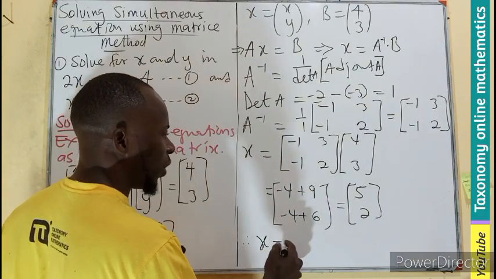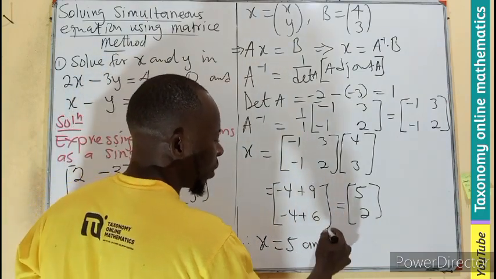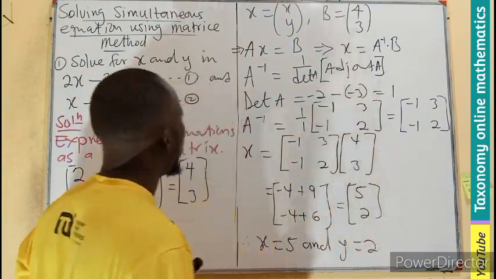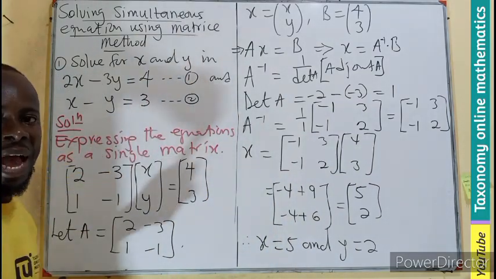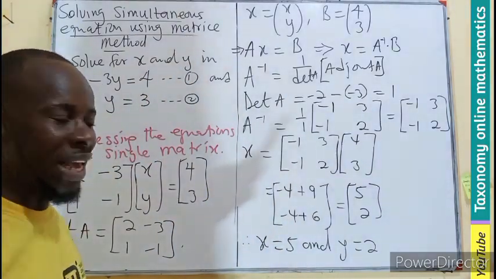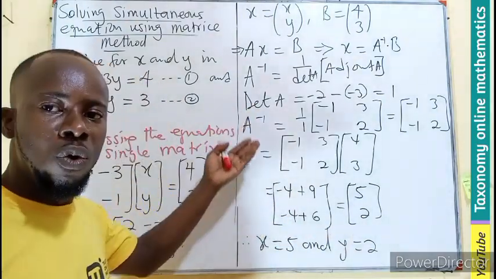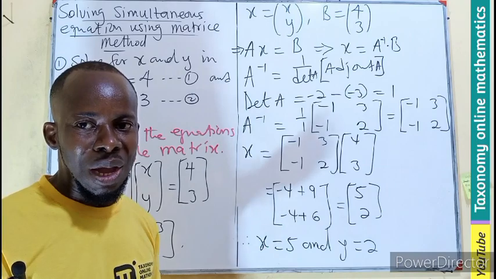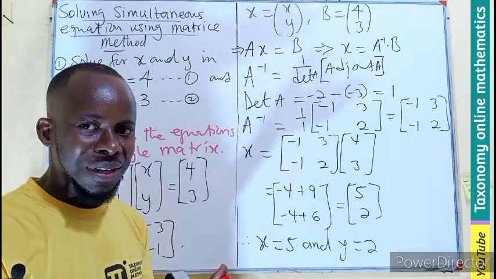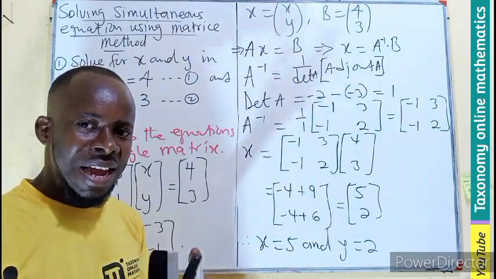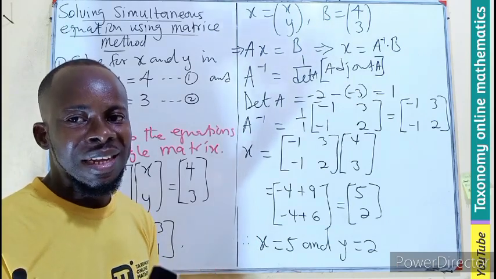Meaning x equals 5 and y equals 2. We are solving for x and y. So the values of x and y in this equation are 5 and 2 if we follow the matrix approach. I believe you've grasped the concept. You can play the video back again and capture all the steps that you need.